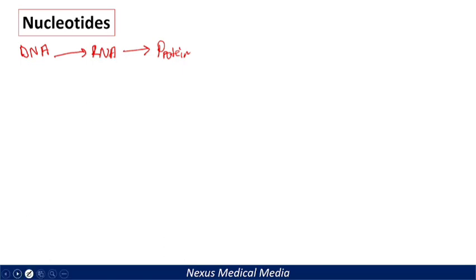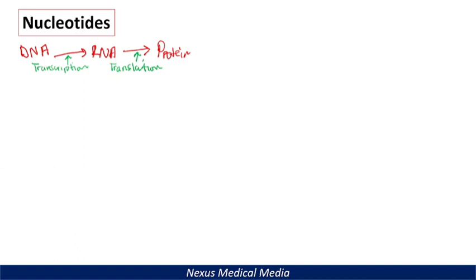Right, so do you remember the processes? Changing DNA to RNA is by the process of transcription, and RNA to protein is translation. Right, but this is a story for another day. Today we'll be talking about nucleotides.